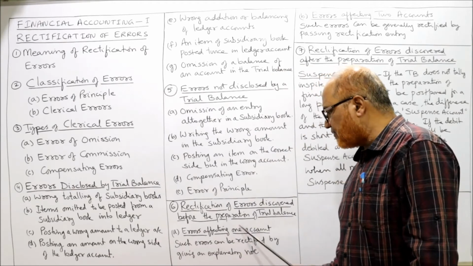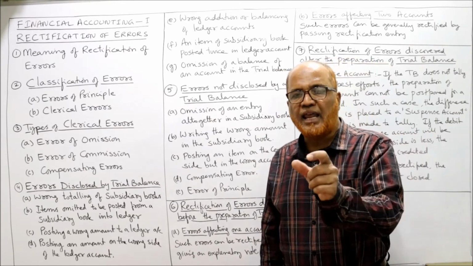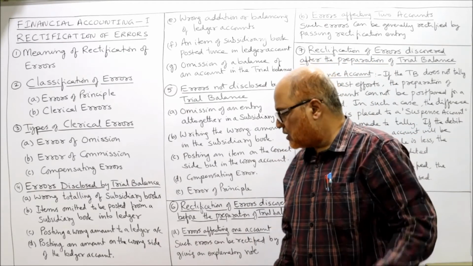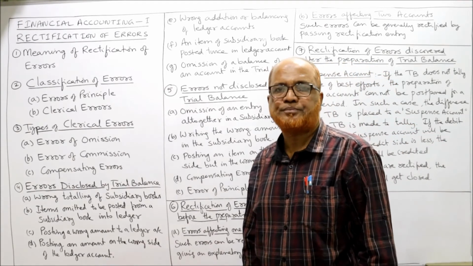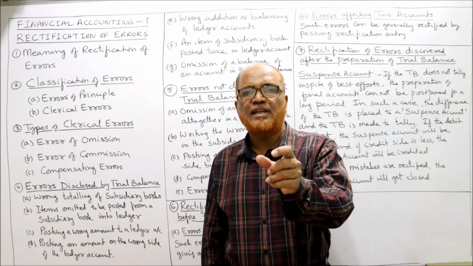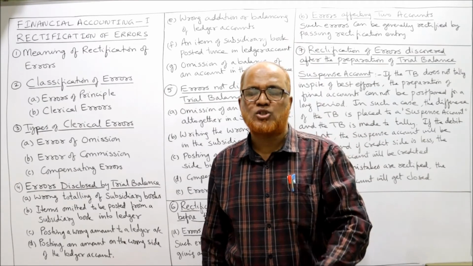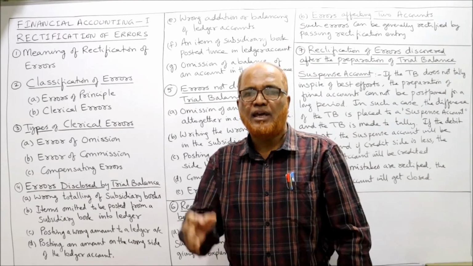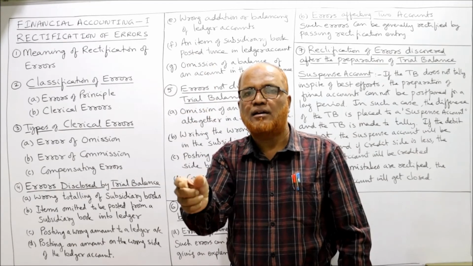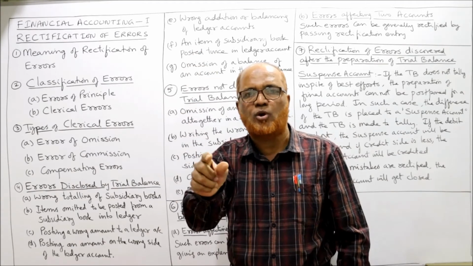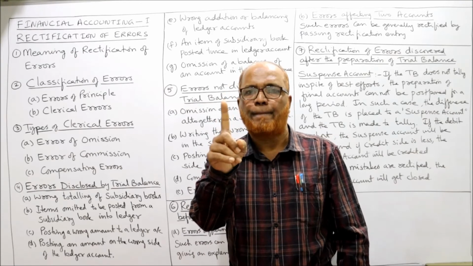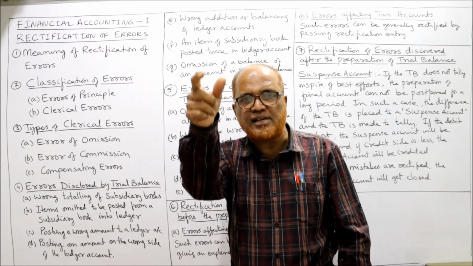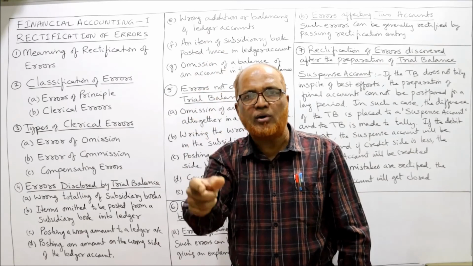So errors affecting one account. If the error is there only in one account, such errors can be rectified by giving an explanatory note. For example, if there is an undercasting of the purchase book, totaling less, it is a one-sided error. Only one account is affected. Which is that account? Purchase account. So purchase account is affected.